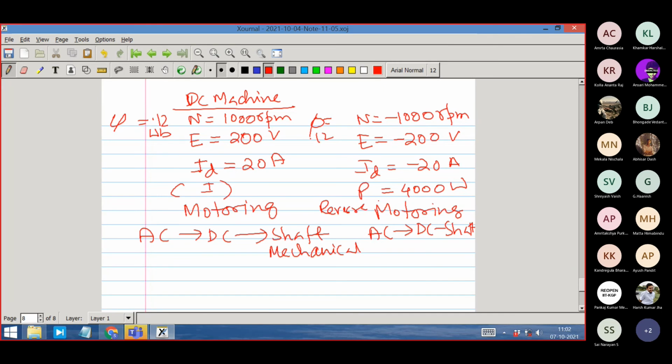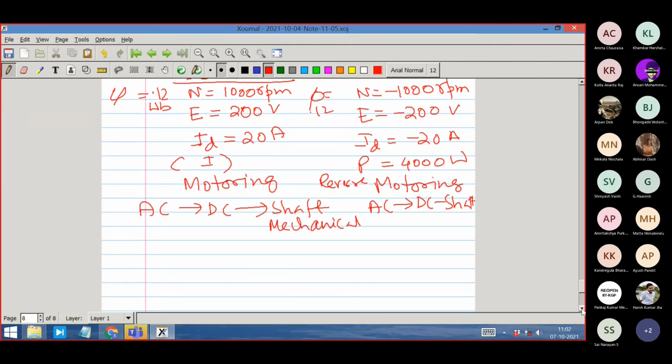Just speed reverse, but motoring. It has to again give power to the load. It is going in the reverse direction and giving power to the load. So that is again AC DC to shaft power flow. But when you are having N equal to 1000 RPM, E equal to 200 volt, but I equal to minus 20 ampere.